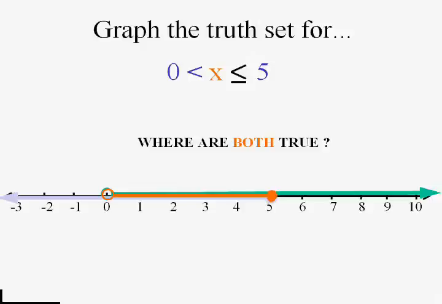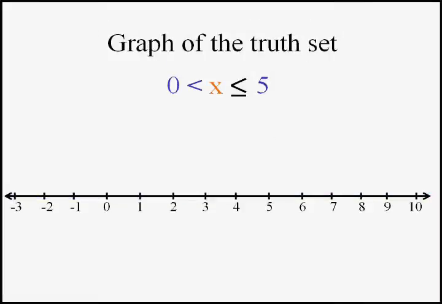That's the graph. So the graph of the truth set of this conjunction, it's called, x is greater than 0 and simultaneously less than or equal to 5, is going to be, I want to call it a barbell. It's going to look like that. Note that there's a circle on the 0 because we don't want to include that, and there's a solid dot on the 5 because we do want to include that. Very important.